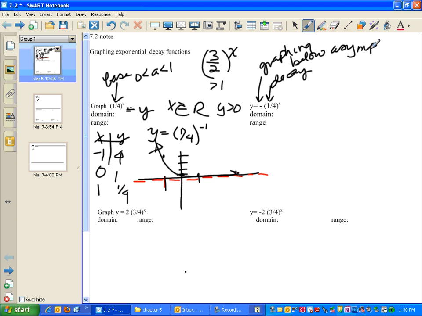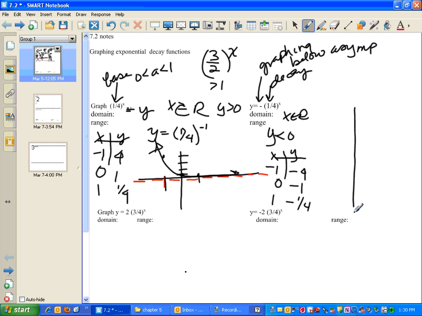Okay? Okay, so that means x is an element of the reals. In this case, y will be less than 0 because we're falling underneath our asymptote. And so our little chart, when x is -1, we're going to get -4. When x is 0, what do we get? Negative 1, because that negative sign is not inside the parentheses. It's not getting raised to any power. At 1, we're going to get negative 1/4.